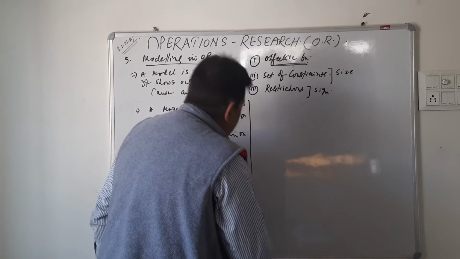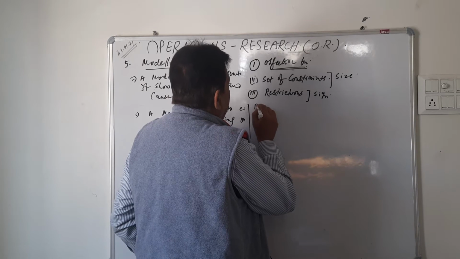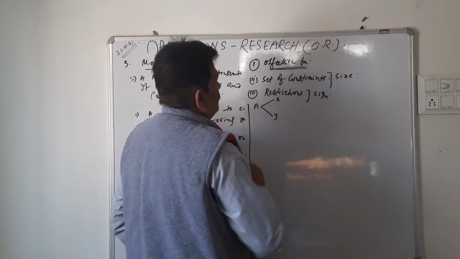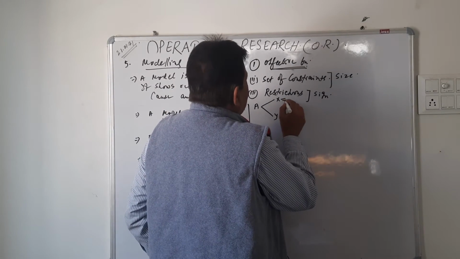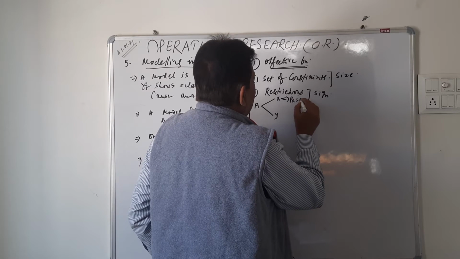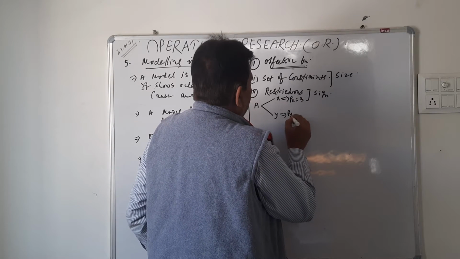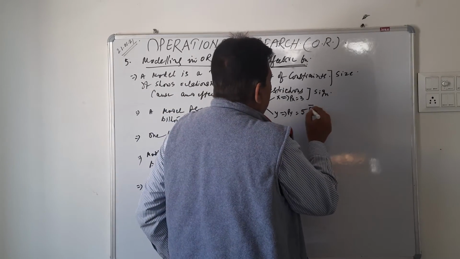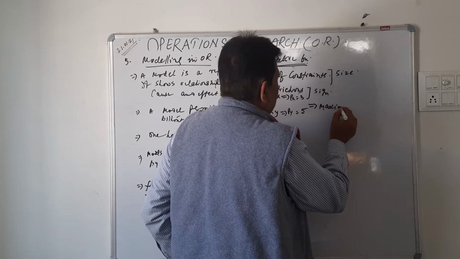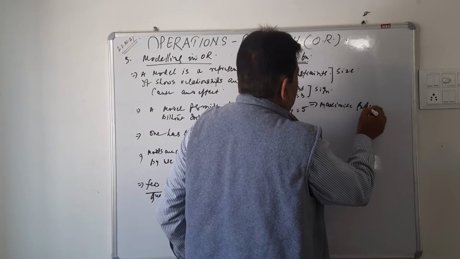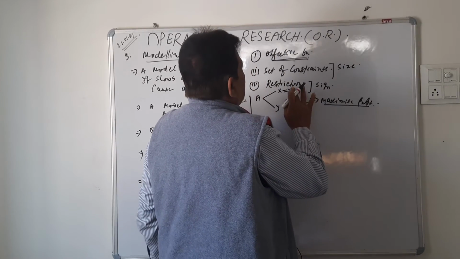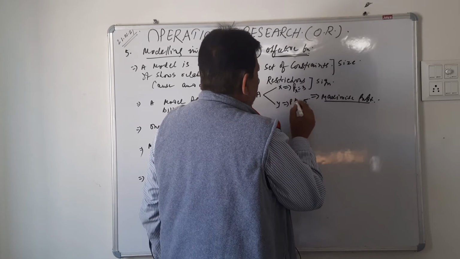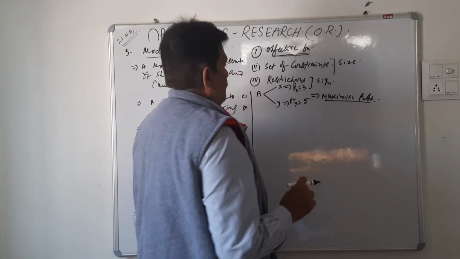Now, let me explain it by taking an example. Let any firm A be producing two goods, X and Y. Now, the price of X is 3 and the price of Y is 5. The firm seeks to maximize profit. So not P X, this is profit per unit on X, and this is profit per unit on Y.